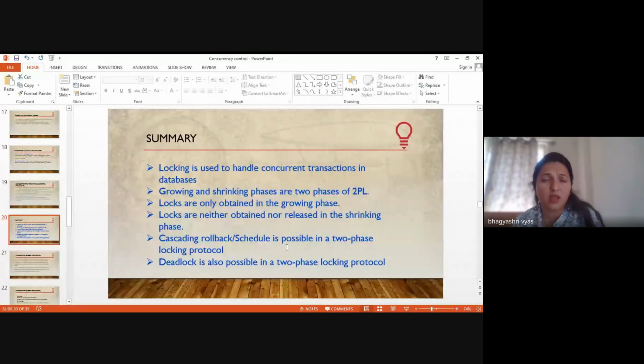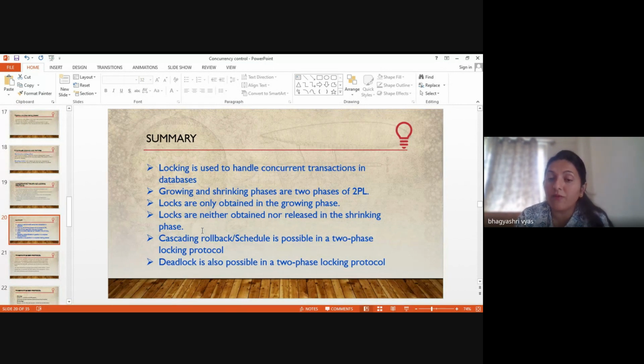Now the summary for two-phase locking. Basically this locking is used to handle concurrent transactions in a database. Growing and shrinking are the two phases. Locks are only obtained in the growing phase, right? Locks are neither obtained nor released in the shrinking phase. I have told you we will not release the lock or put the lock. And cascading rollback or schedule is possible only in the two-phase locking protocol.